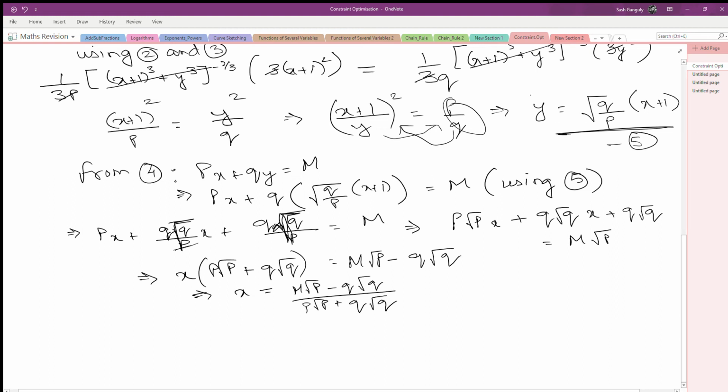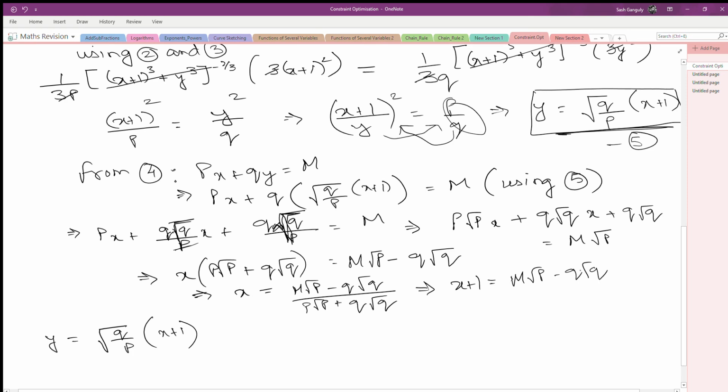Now we use equation 5. We know what y is in terms of x to find what is y in terms of m, p, and q. So y is equal to under root q by p of x plus 1, right? So what is x plus 1? If my x is this, then this means that x plus 1 would be basically m root p minus q root q upon p root p plus q root q plus 1.